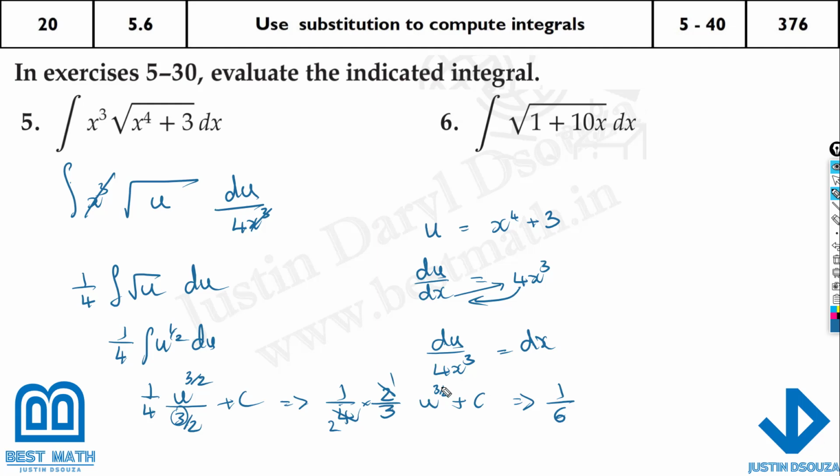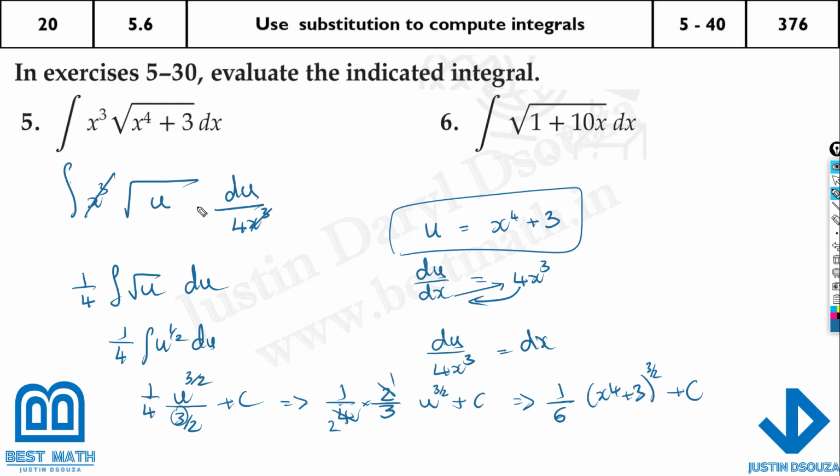Now don't write u to the power 3 by 2. What is u assumed to be? So we'll get that back: x power 4 plus 3, 3 by 2 plus c. This will be the final answer. So in order to solve this, you did all the substitution, rearrangement, and then you got it.